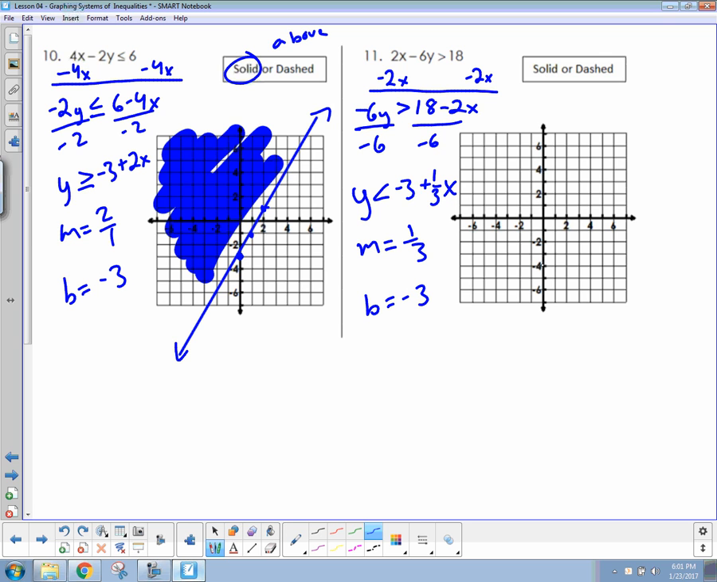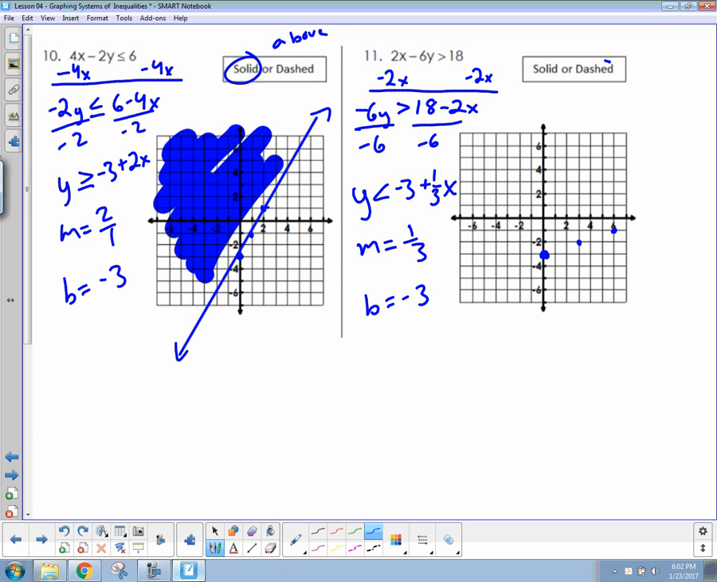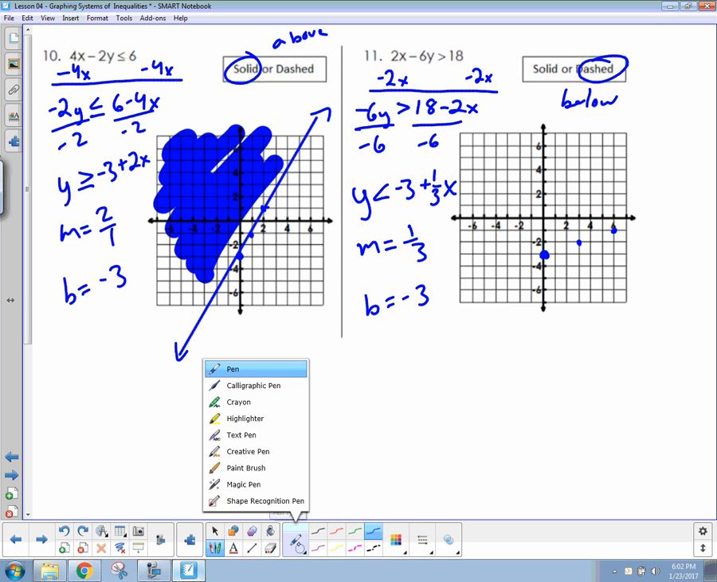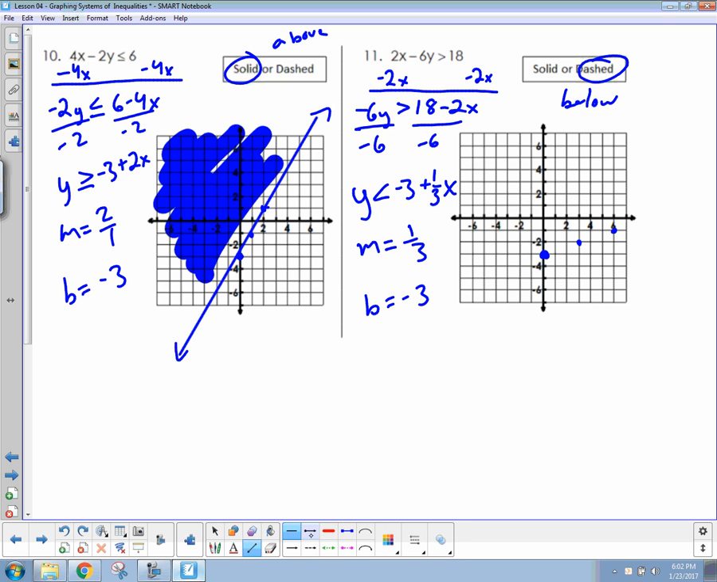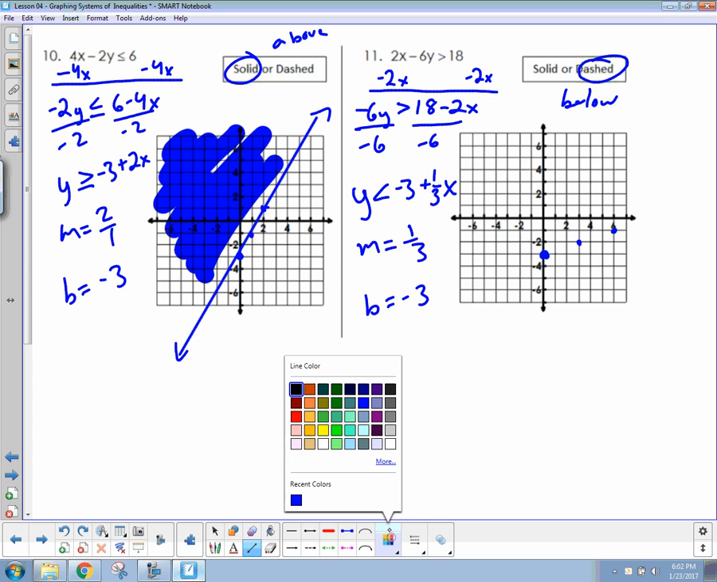Come over here and plot your y-intercept. Up 1 over 3, up 1 over 3. The line is going to be dashed because there's no line underneath it. And since it's less than, it means we have to shade below. So let's see if I can get my line tool to work correctly. Dashed, blue, got you this time.